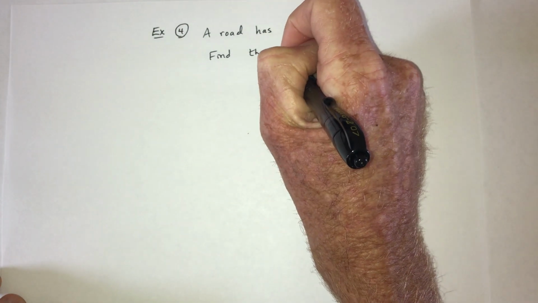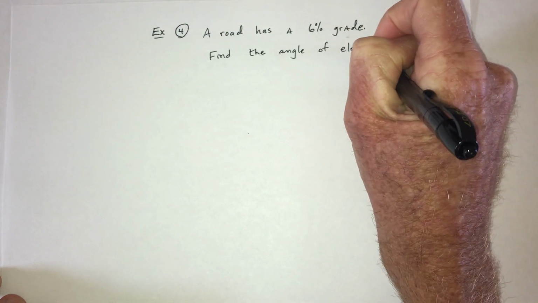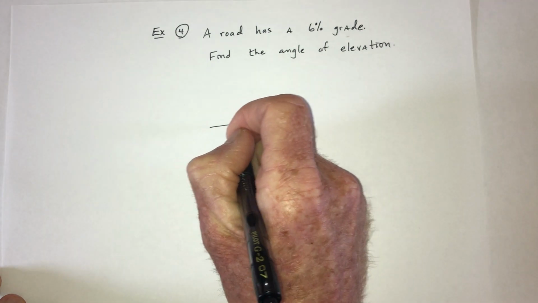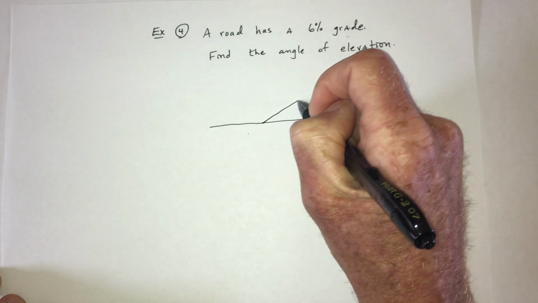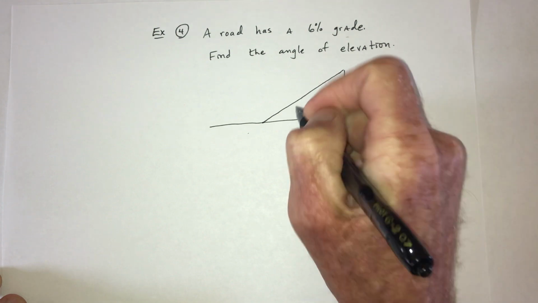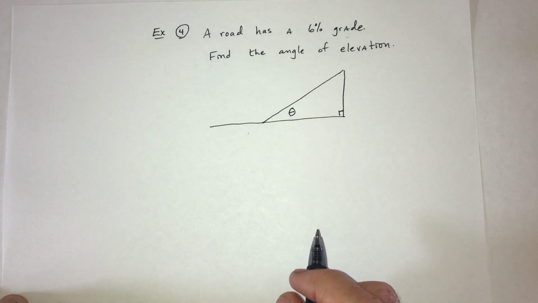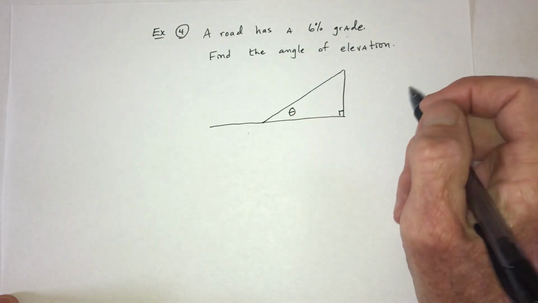So find the angle of elevation. So you're driving along this flat road, and then somewhere it starts to go up the mountain. Then what is this angle right here? Well, usually it tells us what a side of the triangle is, but this one does not. It gives a percent instead.